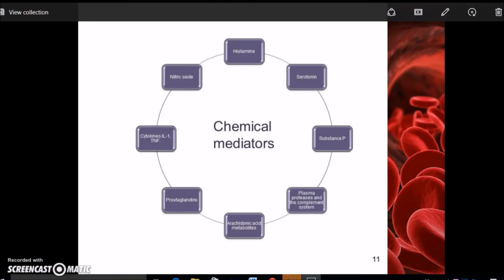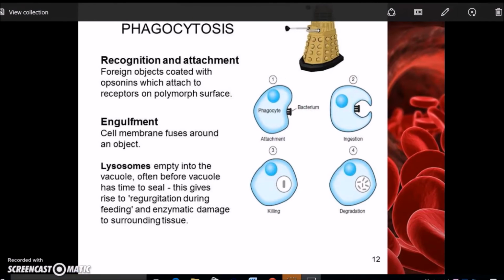Some of these chemicals which can cause chemotaxis are noted here. So we have histamine, serotonin, substance P, plasma proteases in the complement system, arachidonic acid metabolites, prostaglandins, cytokines, in particular interleukin-1 and tumor necrosis factor, and nitric oxide. Phagocytosis is an important part of any infection or repair process, and this is the process whereby white blood cells will swim towards and engulf alien objects. So I've just tried to show you here how that works.